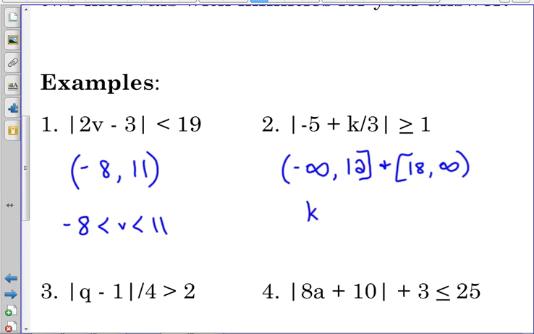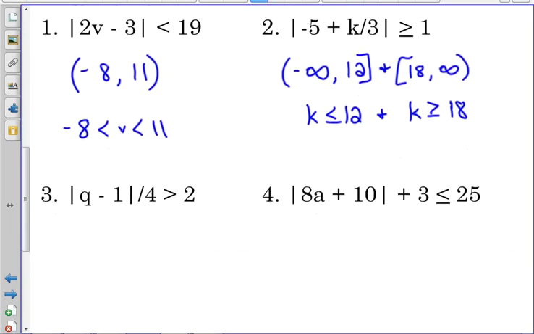So over here, this would be that K is less than or equal to 12, and K is greater than or equal to 18. Okay? Any number less than 12 should fall between negative infinity and 12. Right? Any number greater than 18 should be between 18 and positive infinity. So be familiar with both those intervals. When I give you some practice problems here in a minute, the answer key will have both notations. You got to know that they mean the same thing.